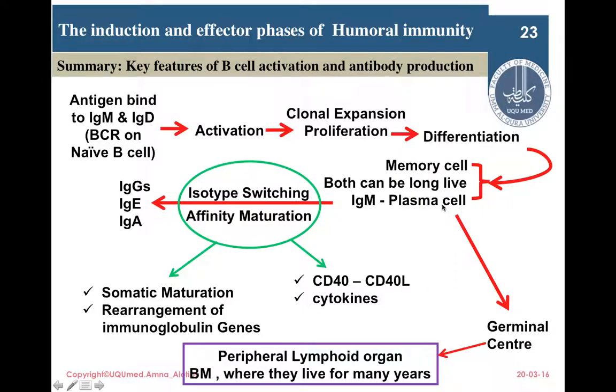And the plasma cells then move from the germinal center to the blood or the peripheral lymphoid tissues, and the memory cells move on to the bone marrow where they live for many years.